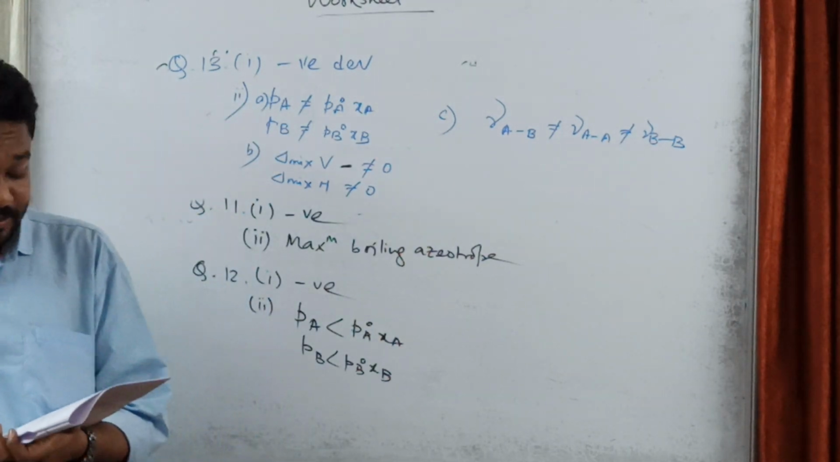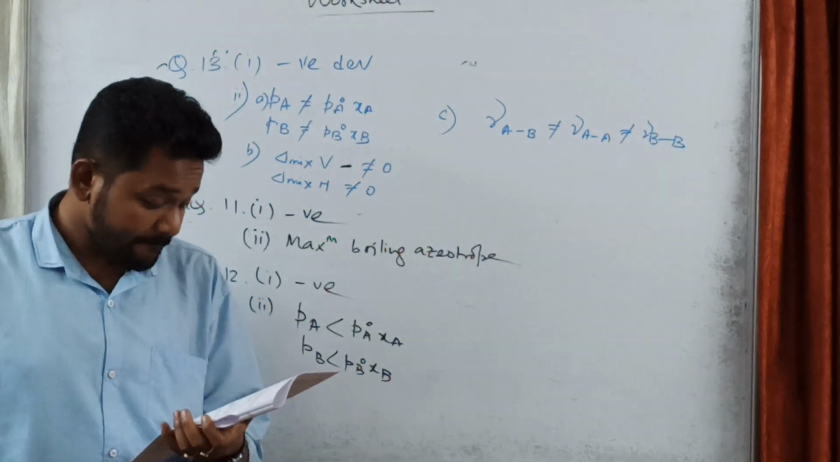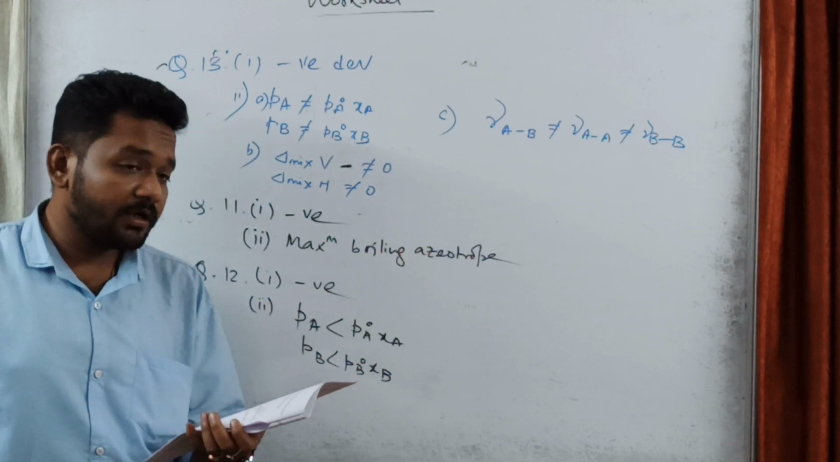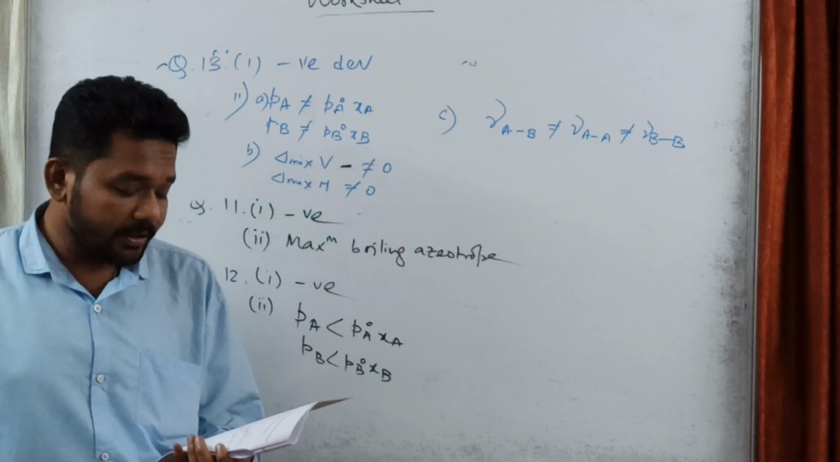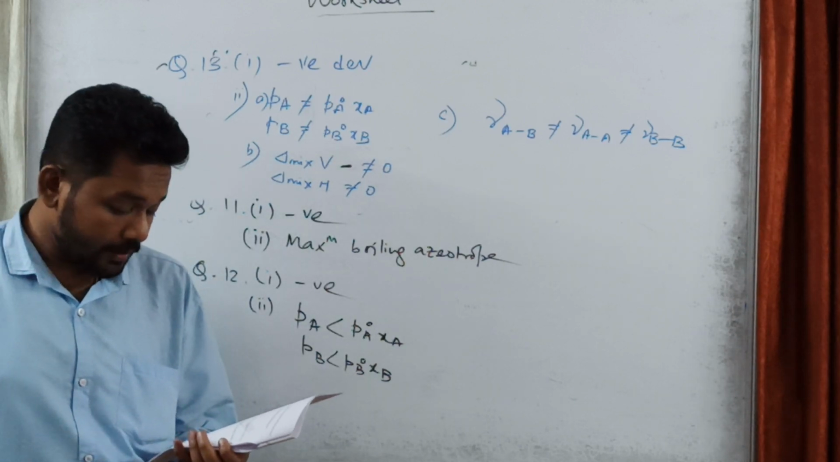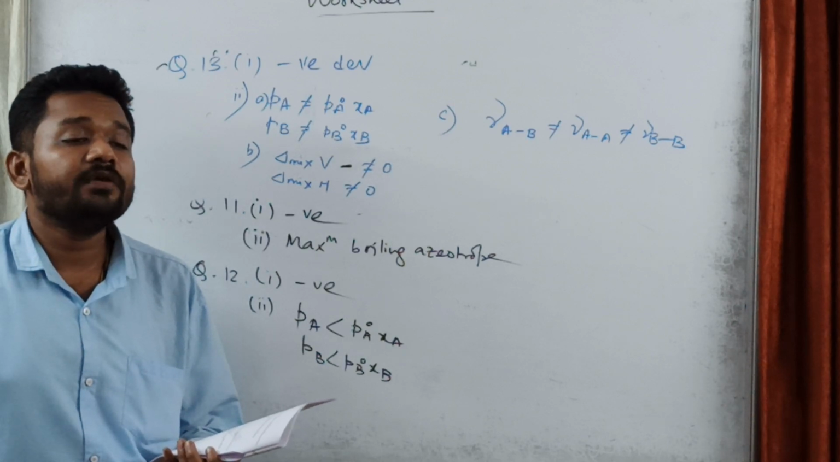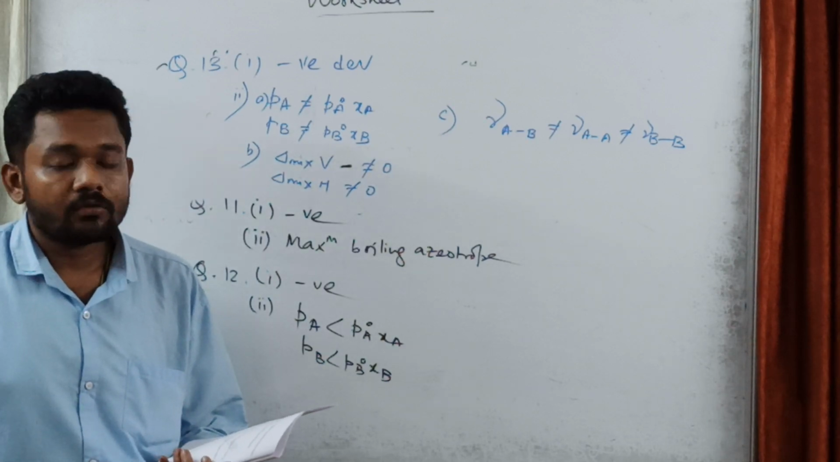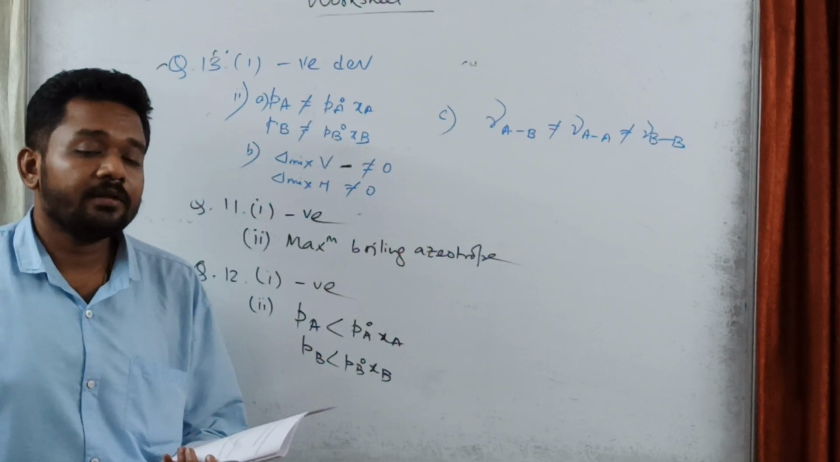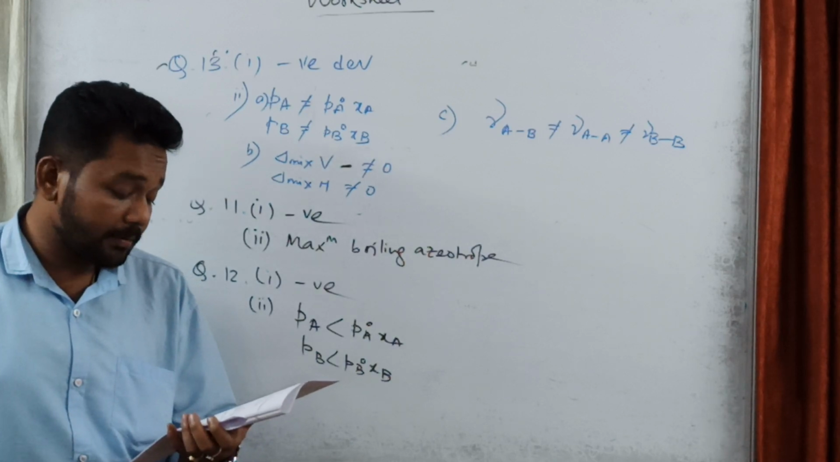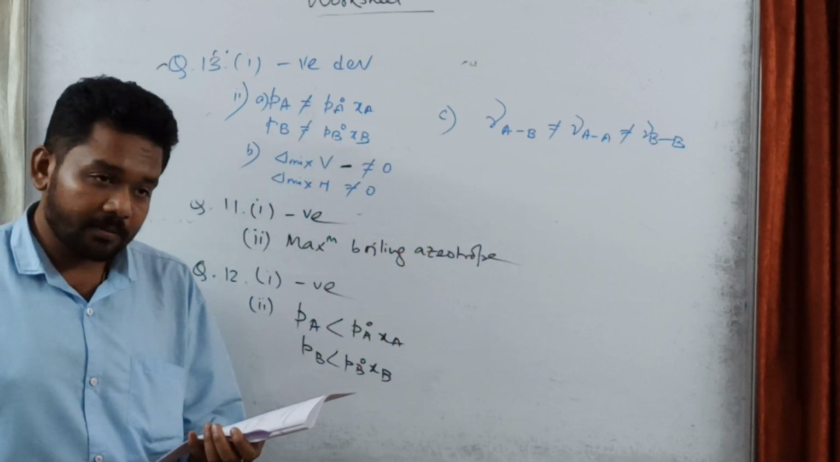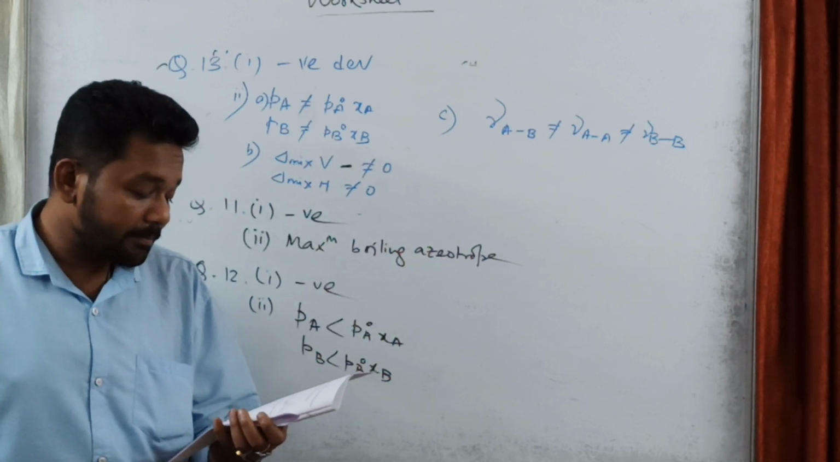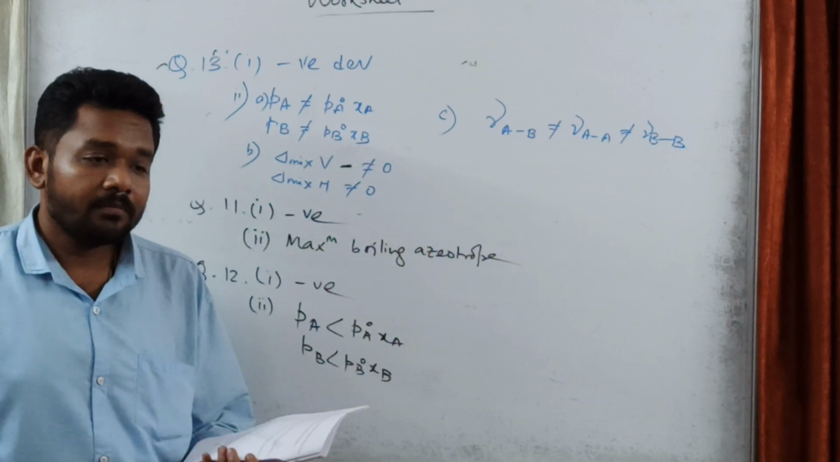Next, question number 17.1. They are saying on mixing liquid X and Y, volume of the resulting solution decreases. That means delta mixing of V is less than 0. So when volume decreases, it is an example of negative deviation. So what type of deviation from Raoult's law is it? Negative deviation. What change of temperature would you observe?